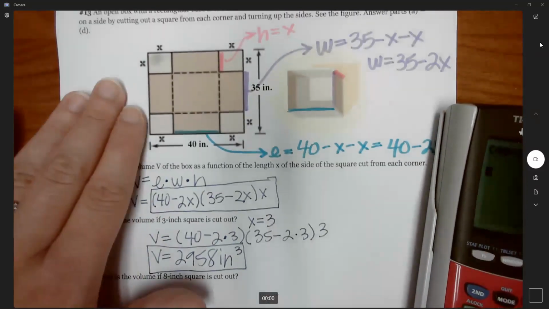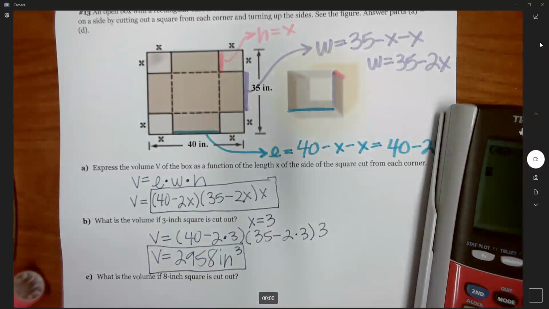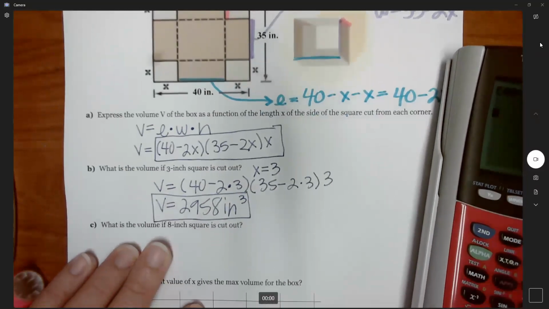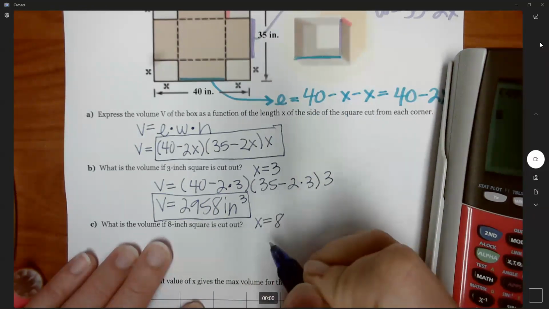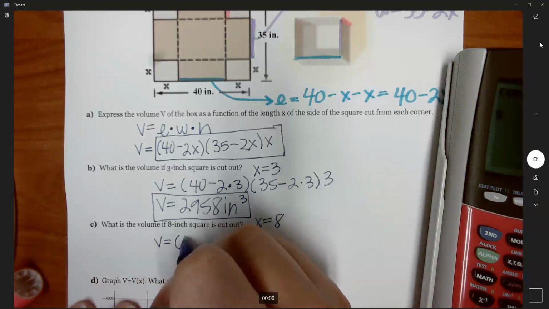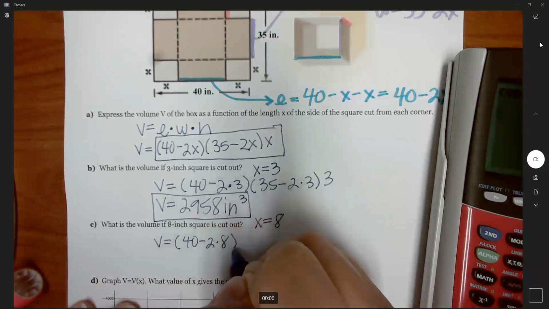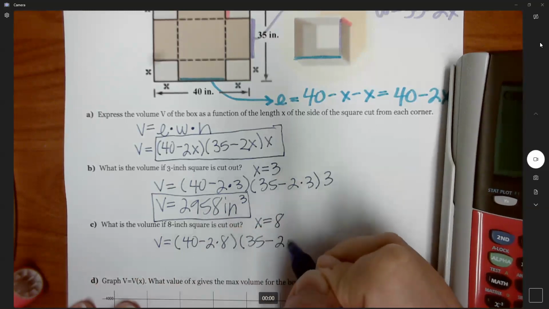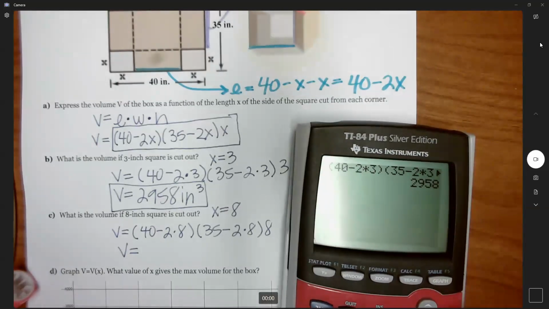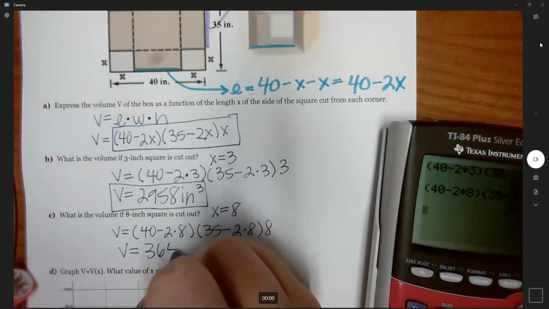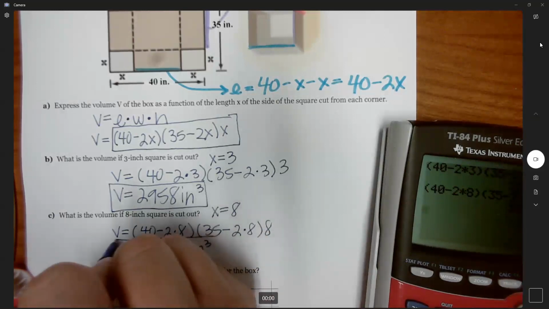If I take this cardboard and cut out 3-inch squares. Exact same thing really on C, but now I want to know the volume if I take out 8-inch squares. So now my X is 8. I've got V equals 40 minus 2 times 8, times 35 minus 2 times 8, times 8. This is calculator work again. Because I already have this typed in, I'm just going to replace all of these 3s with 8s. So my volume now is 3648 inches cubed.